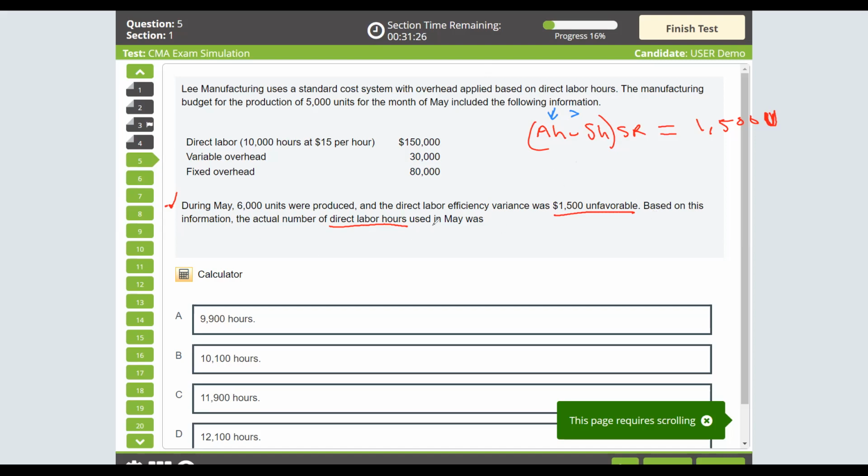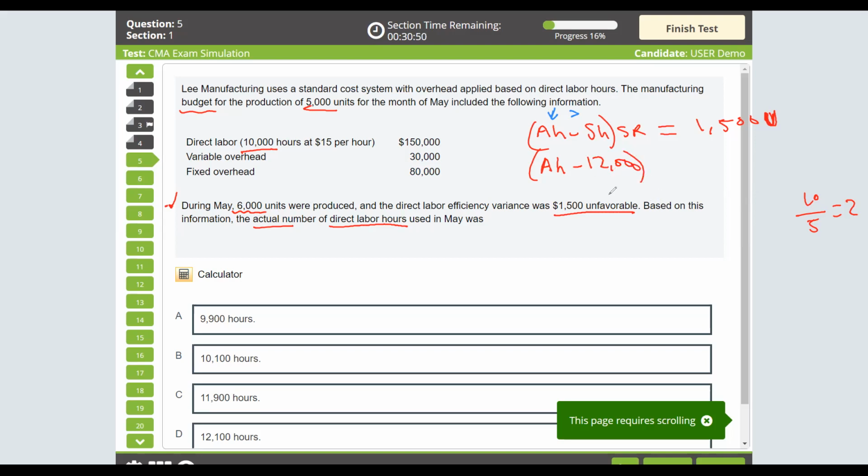We need to find, based on it, the actual hours. So we don't know the actual hours, so we have AH minus standard hours. What is our standard hours? Okay, when we go back here, we budgeted 5,000 for 10,000 units. So that means 10 divided by 5 equals 2. So each unit we produce, we budgeted to spend 2 hours on it, and we produce 6,000 units. So that means our standard hours is 2 multiplied by 6,000, which is 12,000.